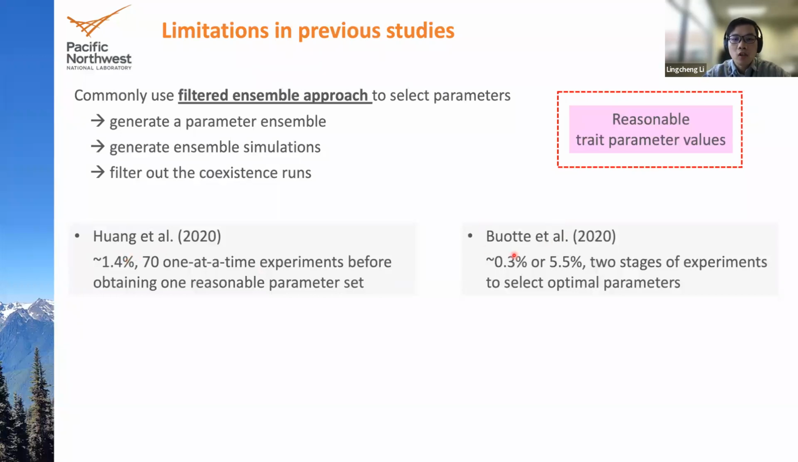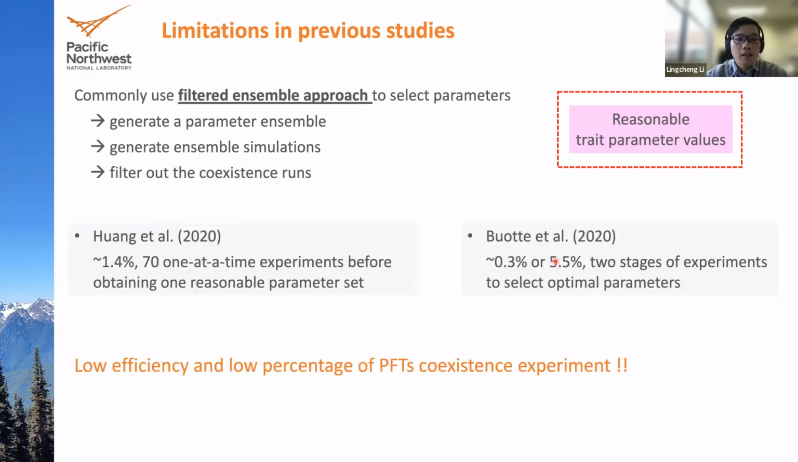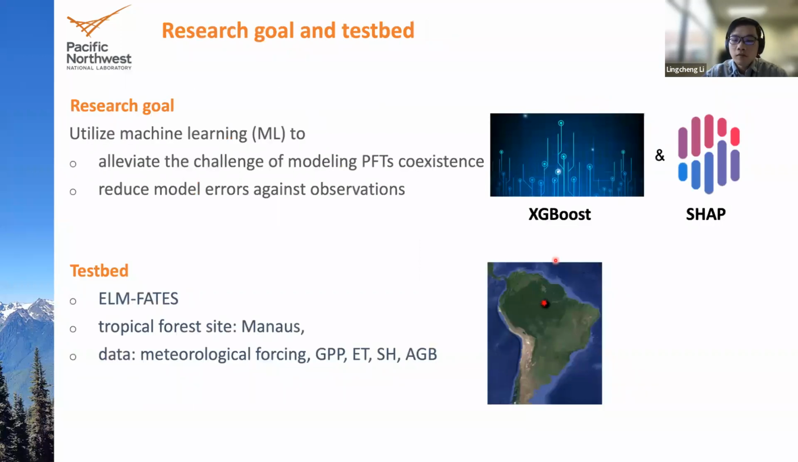And another study is Koven 2020. They also conducted two stages of experiments. In the first stage, about 0.3% showed coexistence, but in the second stage about 5.5%. So from here you can see that generally this process is low efficiency, and you can only get a low percentage of PFT coexistence experiments. So our study here is trying to solve or alleviate this challenge by using machine learning technologies.